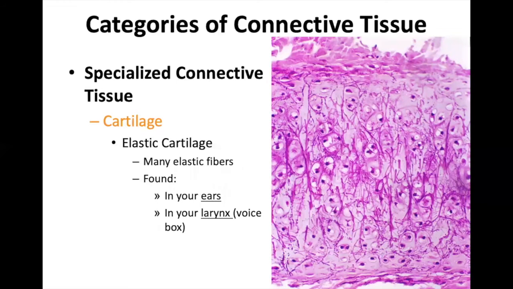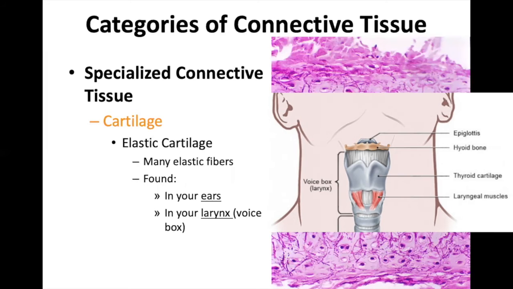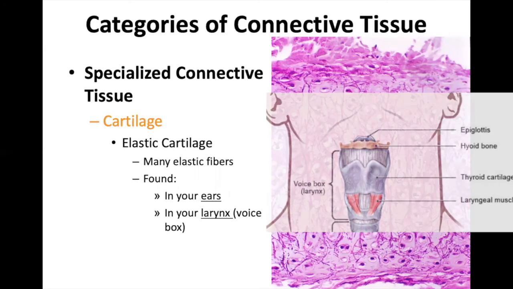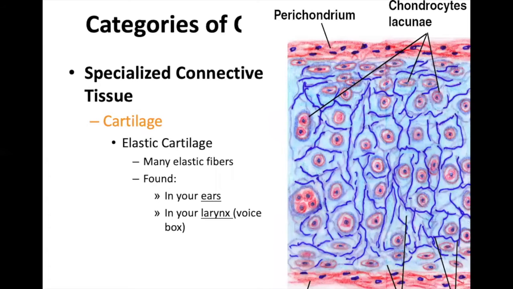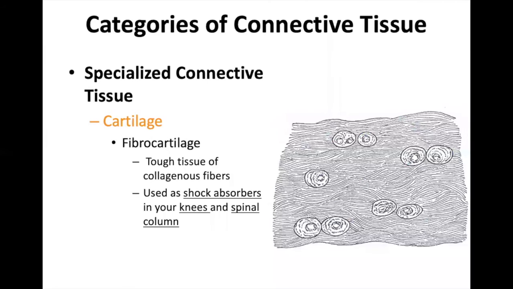Then you got elastic cartilage. Not as many collagenous fibers, a lot more elastic fibers. Again, feel that tip of your nose now, that bending, that's the elastic stuff. Your ears as well are elastic. Your larynx, which is your voice box, what's protecting your vocal cords, has a lot of elastic fibers there. And then we got fibrocartilage.